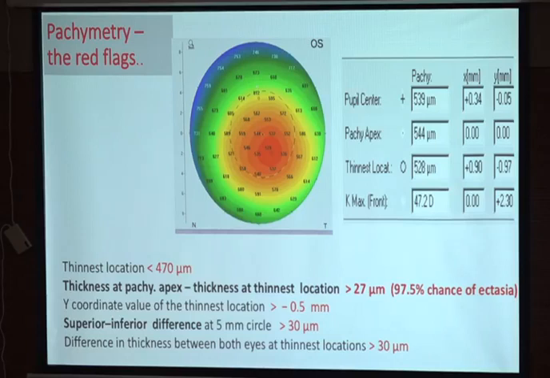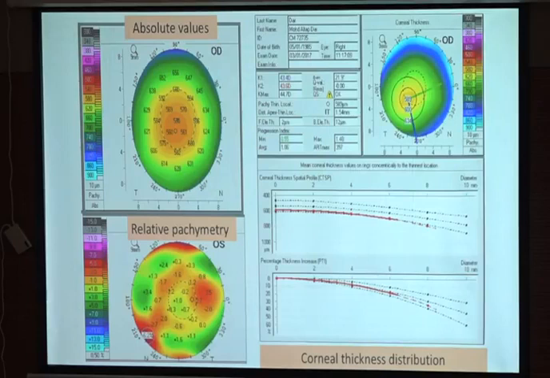Again, if the superior inferior difference is more than 30 microns, and also always look at the other eye. Both eyes are mirror images of each other, so if the difference in thickness between both eyes at corresponding locations is more than 30 microns, one should suspect that there may be some pathology going on. Pachymetry can be depicted in three ways. You can have the absolute values like I showed in the previous scan. It can be compared to a normative database, where it will show plus if it's thicker than the normative and minus if it's lower than that.